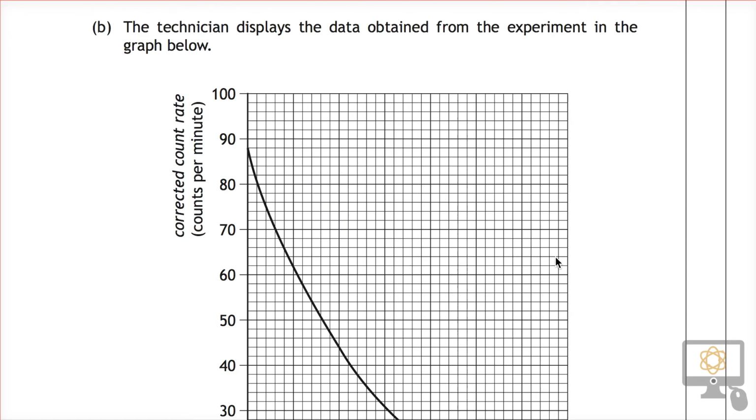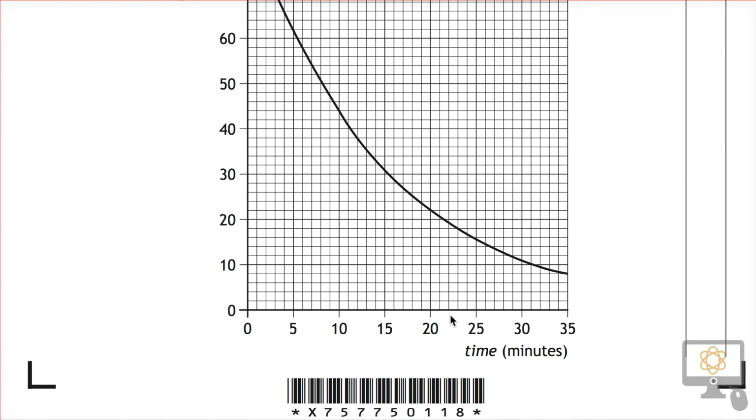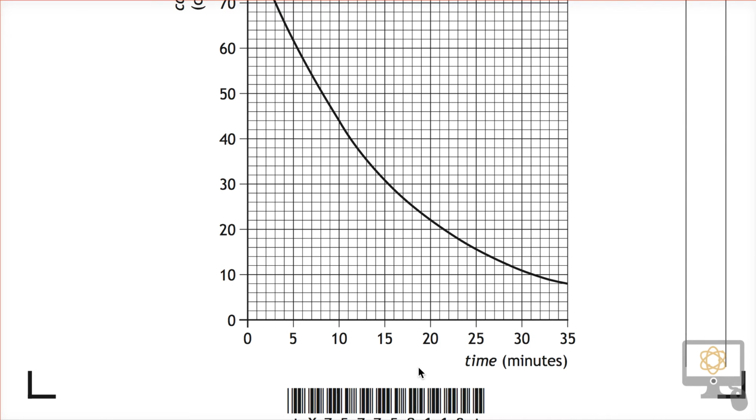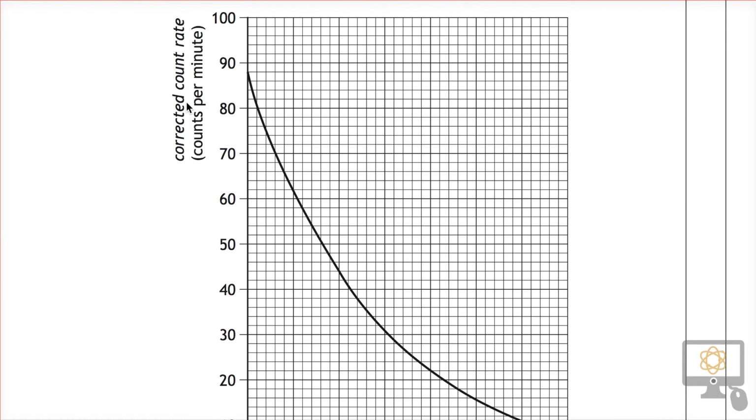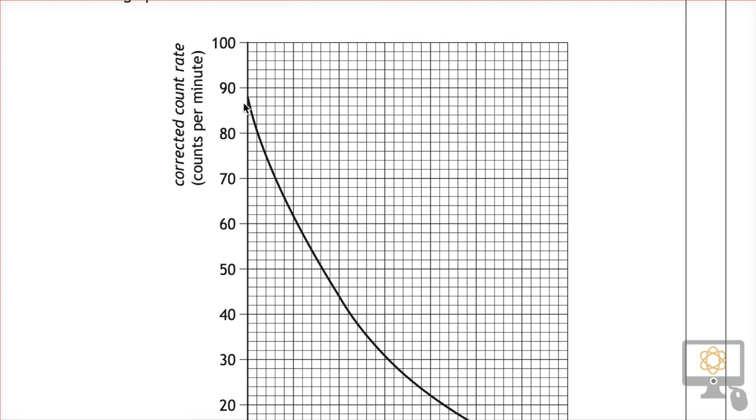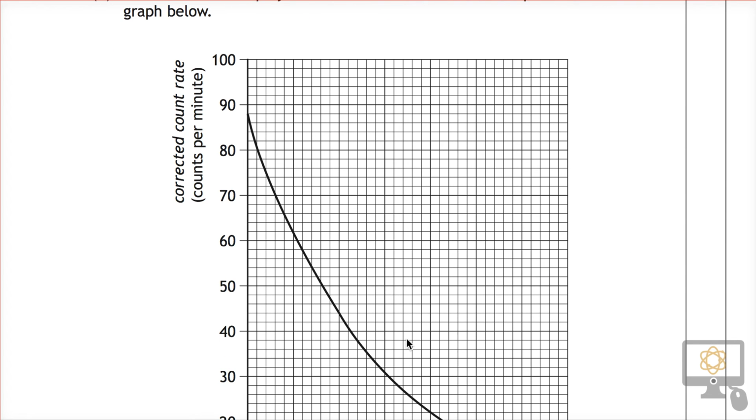So here's the graph. It shows the corrected count rate, counts per minute, as time passes, with time on the horizontal axis. The important thing to note is this is the corrected count rate. It's corrected for background, so background counts are also measured. And also these numbers relate to the counts done per minute. So the number of counts measured on the counter in 1 minute are recorded here.